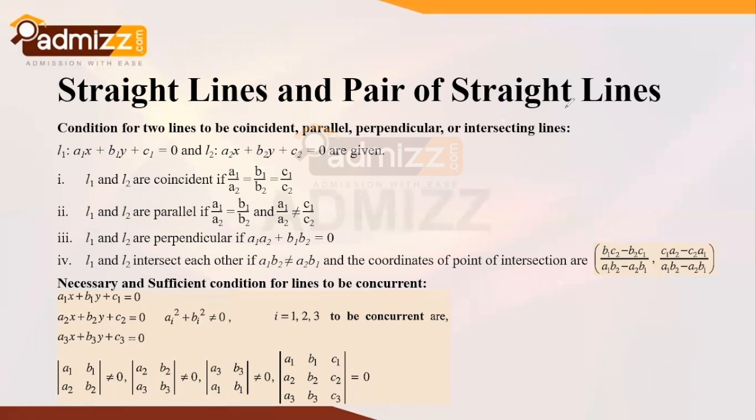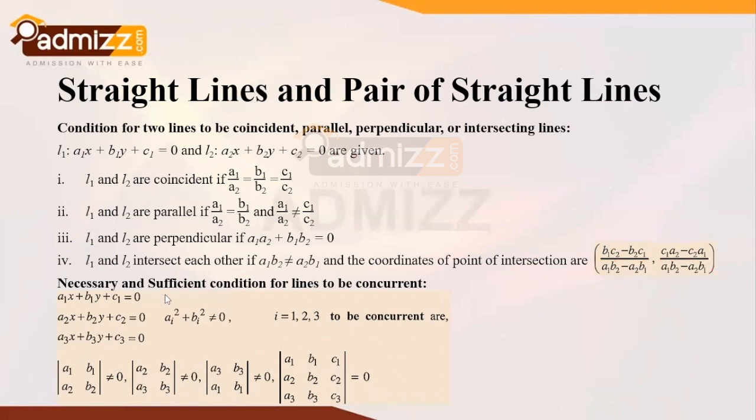If a1 b2 is not equal to a2 b1, since they are intersecting, the coordinates of the point of intersection can be computed using this: b1 c2 minus b2 c1 upon a1 b2 minus a2 b1, comma, c1 a2 minus c2 a1 upon a1 b2 minus a2 b1. So the denominator of both the coordinates is the same if you look. Only the numerators change, b1 c2 minus b2 c1 and c1 a2 minus c2 a1.